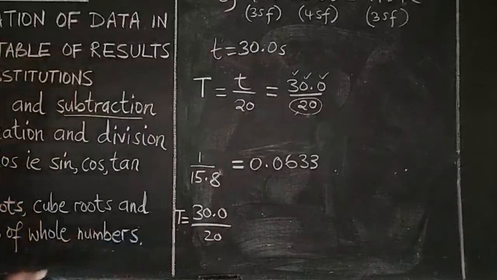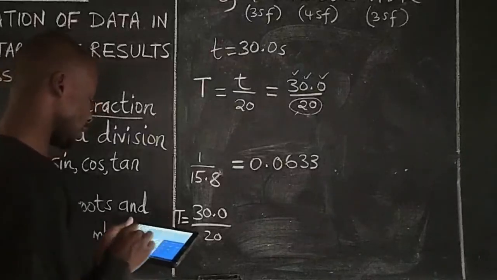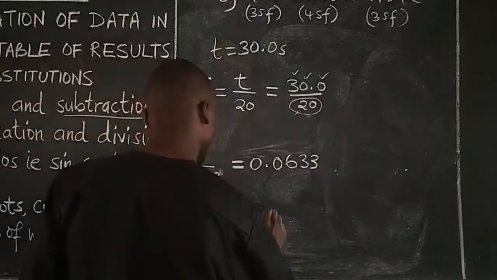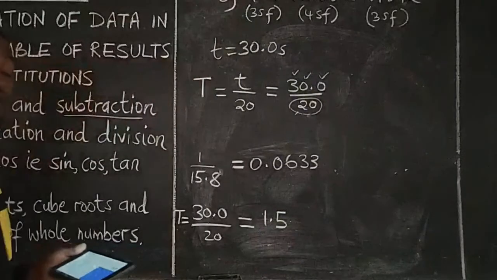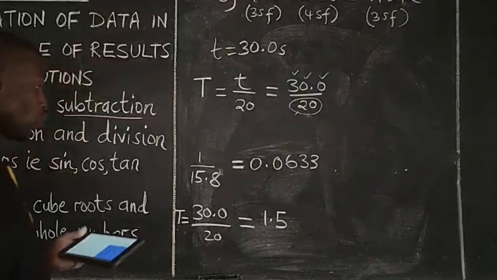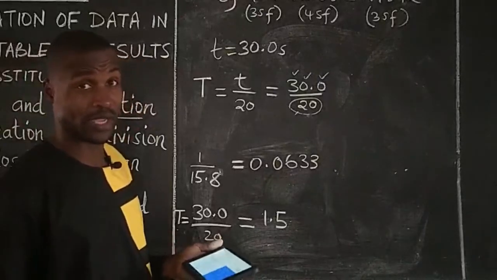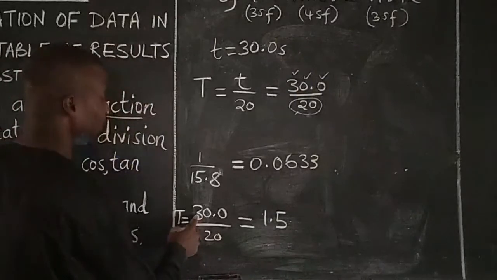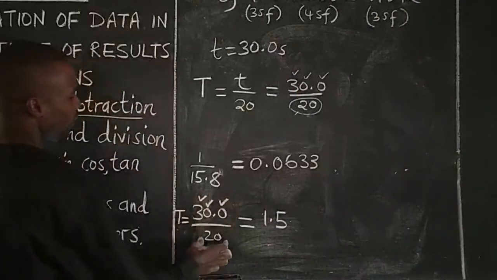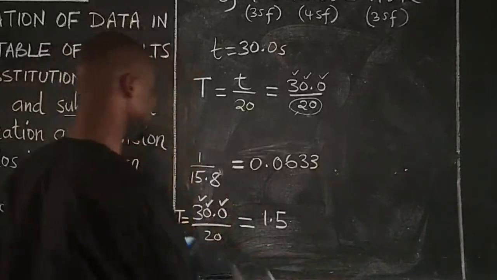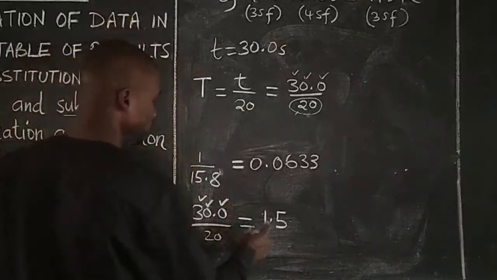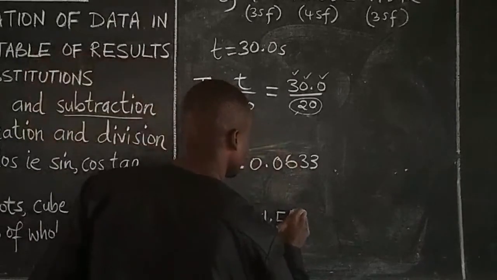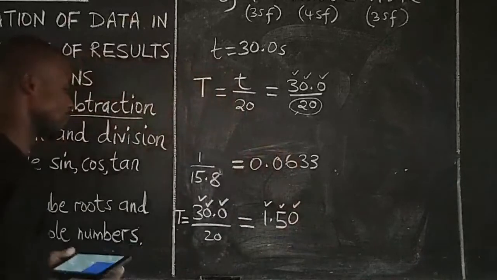Then 30.0 divided by 20. The calculator gives us 1.5. If you write 1.5, you get a 0. It's wrong. Why, teacher, why do they cross my answer? You have to follow the principles. We have 3 significant figures, and you are dividing by the number of oscillations, which is just a constant value, so this does not affect. 1.5 has 2 significant figures, so you have to add another one, which is a 0, so you have 1.50, 3 significant figures.